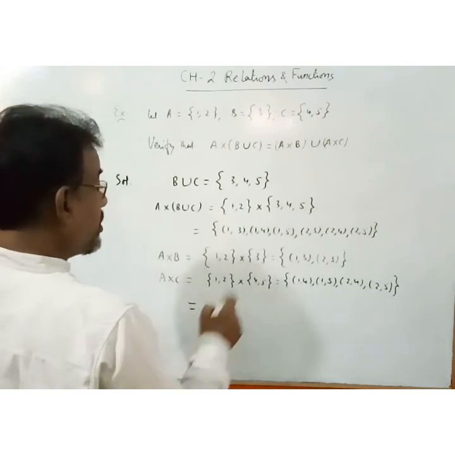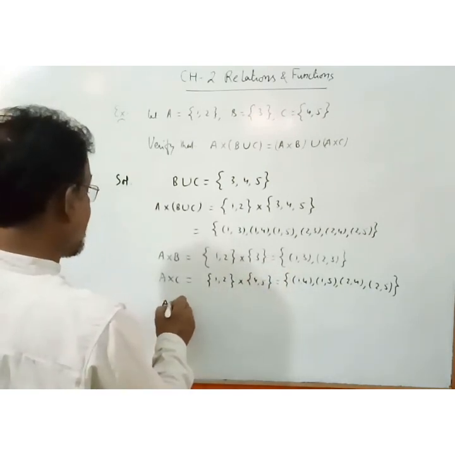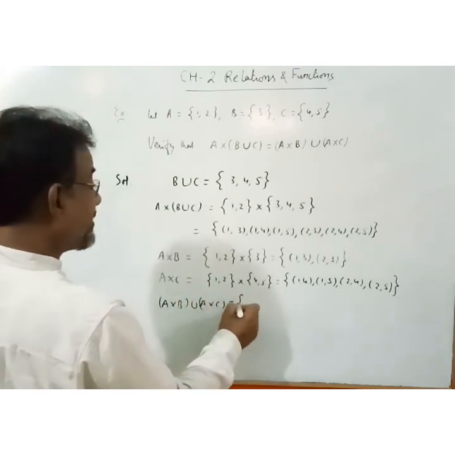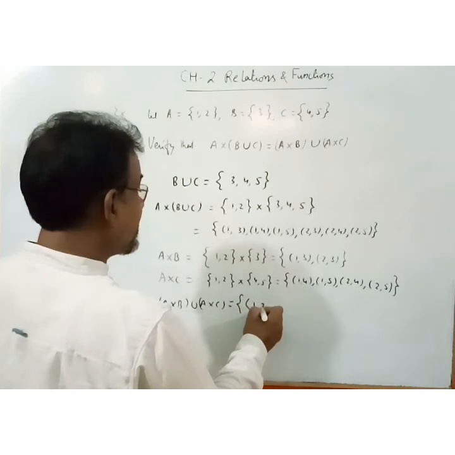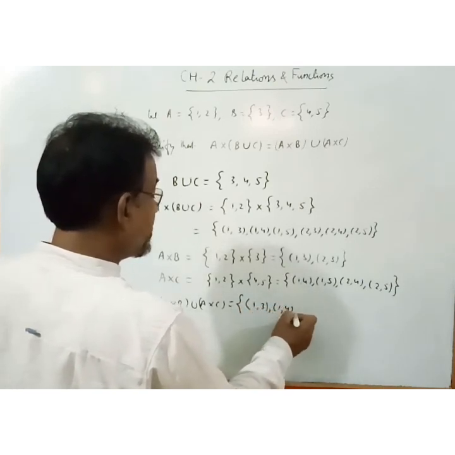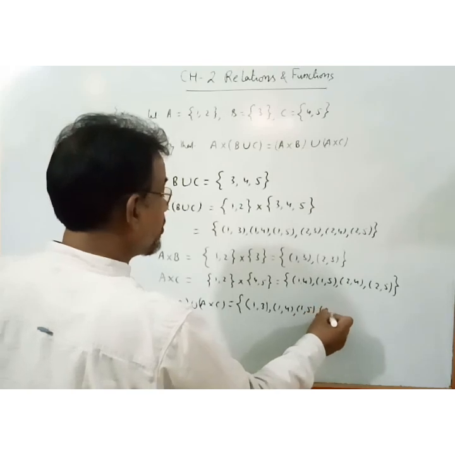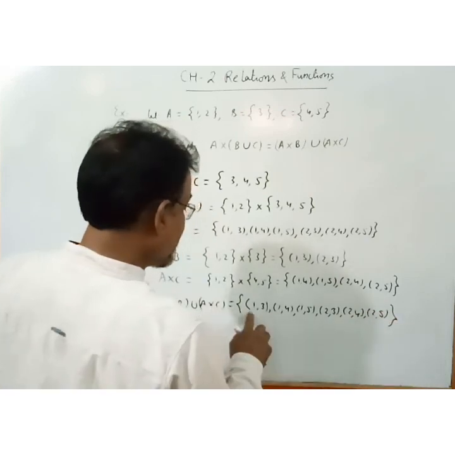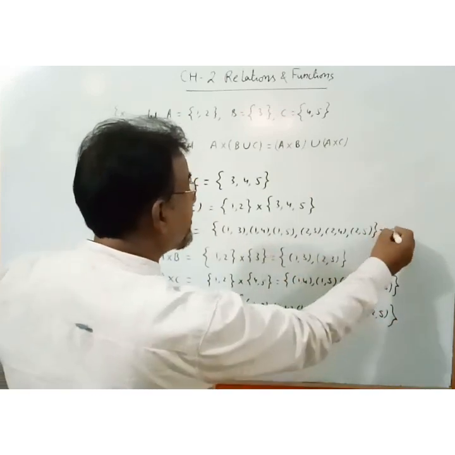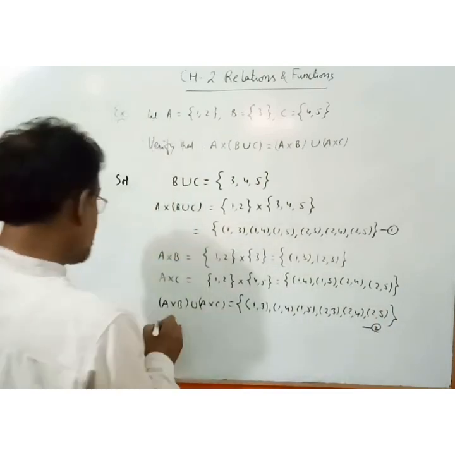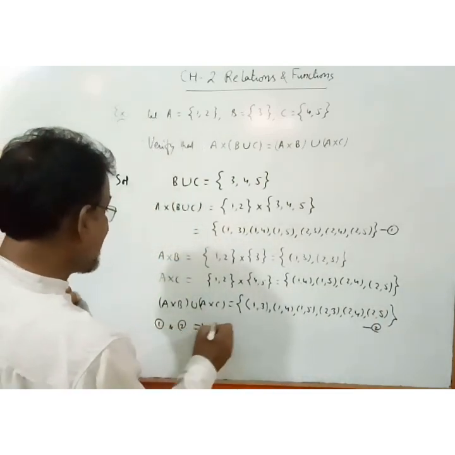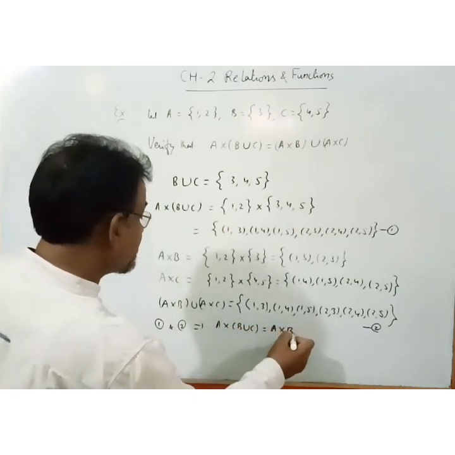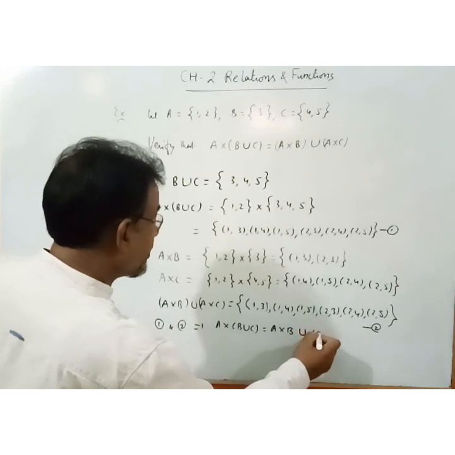So let us make their union, A cross B union A cross C. That will give you 1, 3, 1, 4, 1, 5, 2, 3, 2, 4, 2, 5. So all these 6 members are also present in 1, same in 2. So 1 and 2 implies A cross B union C is equal to A cross B union A cross C.